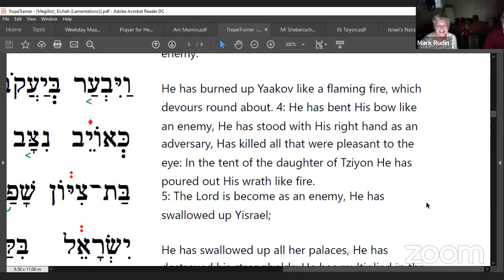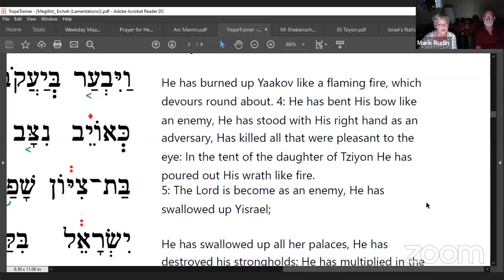He has burned up Yaakov like a flaming fire, which devours round about. He has bent his bow like an enemy. He has stood with his right hand as an adversary, has killed all that were pleasant to the eye. In the tent of the daughter of Zion, he has poured out his wrath like fire. The Lord has become as an enemy. He has swallowed up Israel.